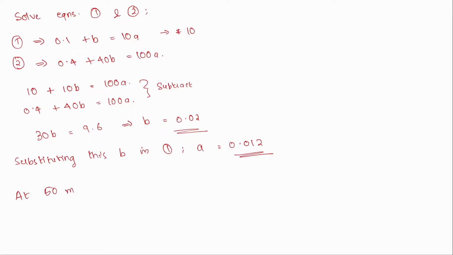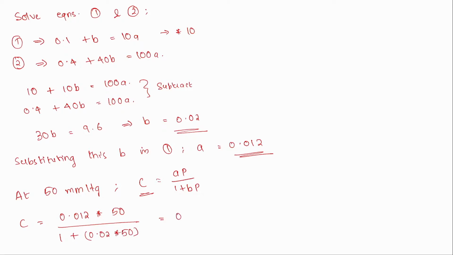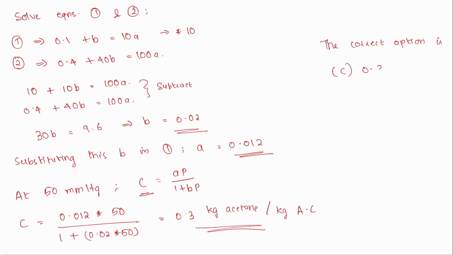Now at 50 mmHg, we need to find C at 50 mmHg. And now we have the values of the constants A and B. So substituting the values of A, B and P, we can find the value of C at 50 mmHg, which is equal to 0.3 kilogram of acetone per kilogram of activated carbon. So the correct option here is option C, 0.3 kilogram of acetone per kilogram of activated carbon.